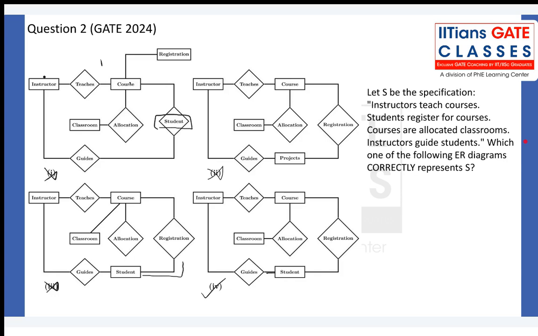Similarly, each course should be allocated a classroom? It may not be. In my BTech, we had a course called yoga, and yoga you can't do in a classroom. You have to go outside. So I'm just trying to give you a glimpse of how something is called total and how something is called partial. Instructor guides a student. A student may not have any instructor as a guide. It's possible, right? So that's what total and partial is. In this case, everything is a partial participation.